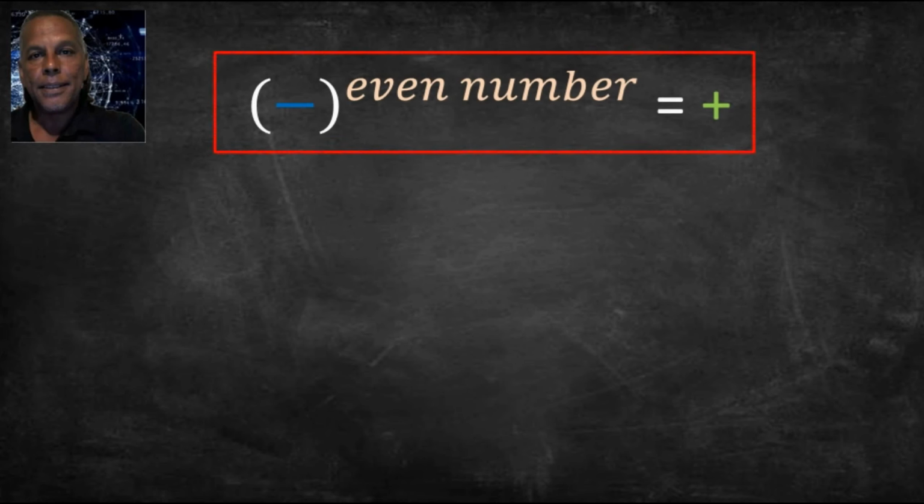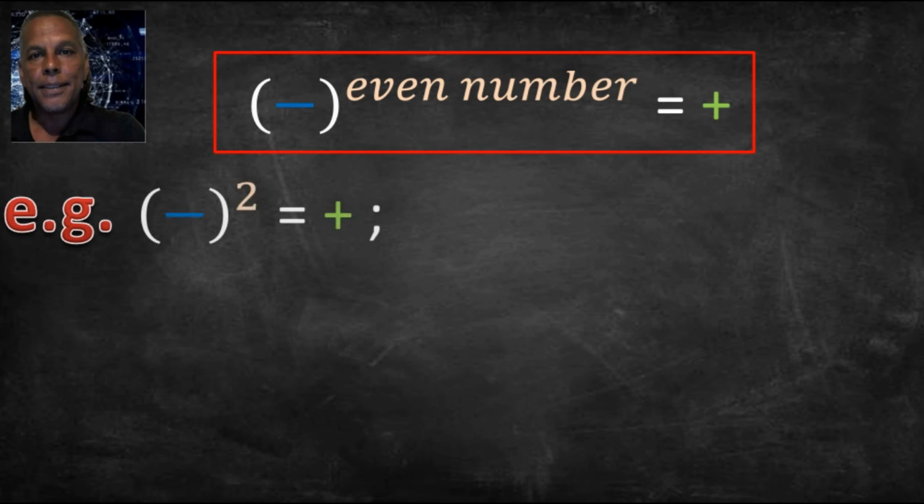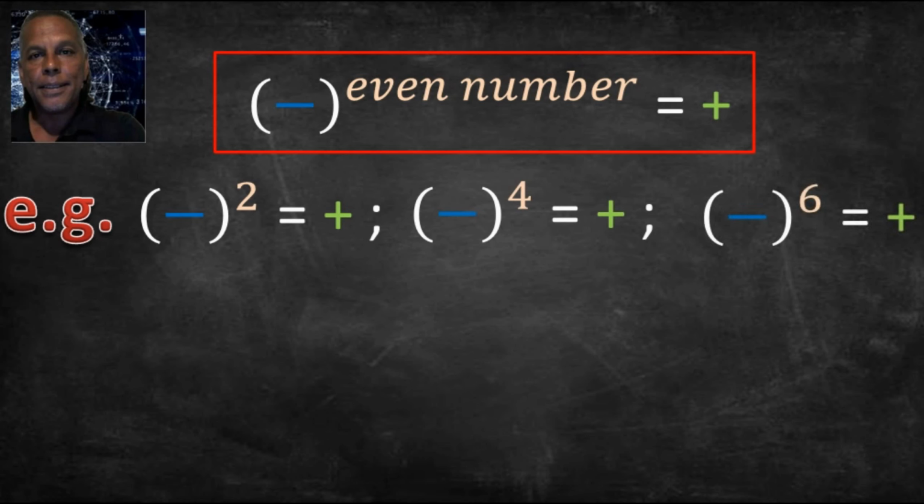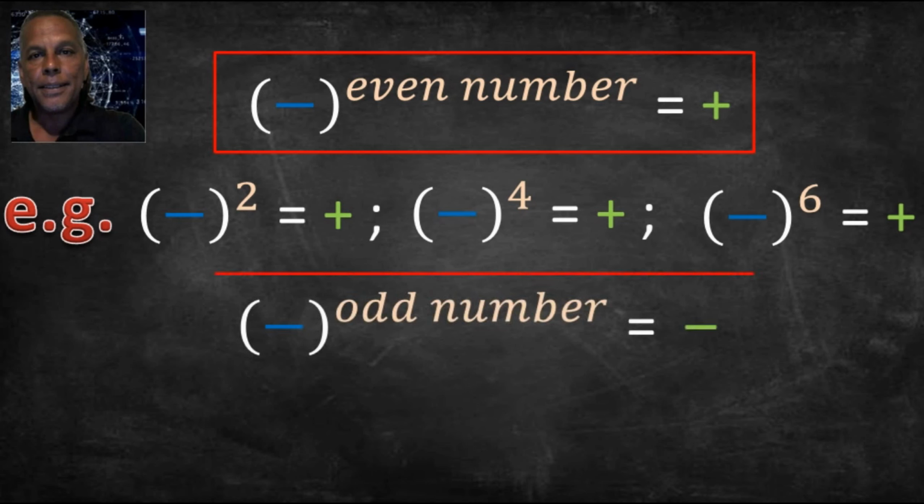Before we go on to the next example, let's look at something important that we need and something you probably already know. A negative raised to an even power gives us a positive. For example, a negative squared is a positive, since 2 is an even number. A negative raised to the power 4 is a positive. And a negative raised to the power 6 is a positive, 6 and 4 being both even numbers. Then a negative raised to an odd numbered power is negative.